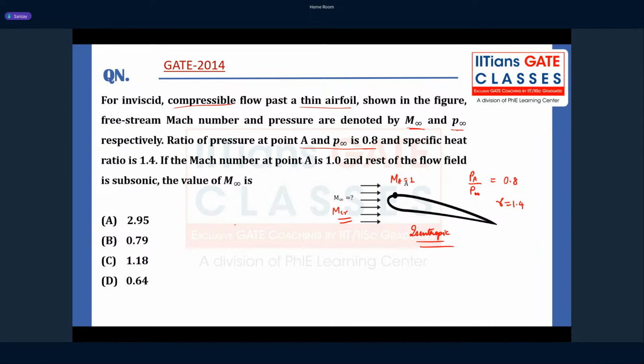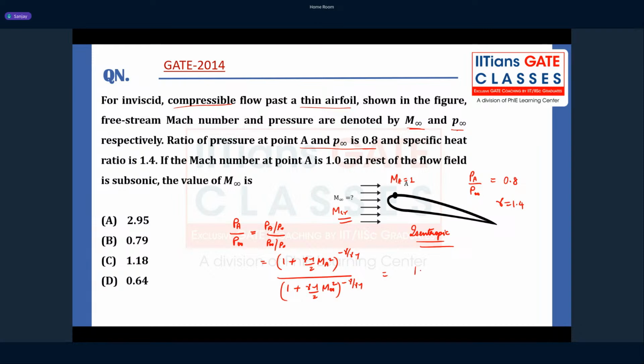Because the flow is isentropic, you can write PA by P infinity as PA by P naught times P naught by P infinity, where P naught is the stagnation pressure, which is constant for an isentropic flow. So this can be written as 1 plus gamma minus 1 by 2 MA square to the power minus gamma by gamma minus 1, divided by 1 plus gamma minus 1 by 2 M infinity square to the power minus gamma by gamma minus 1. Now MA is equal to 1.